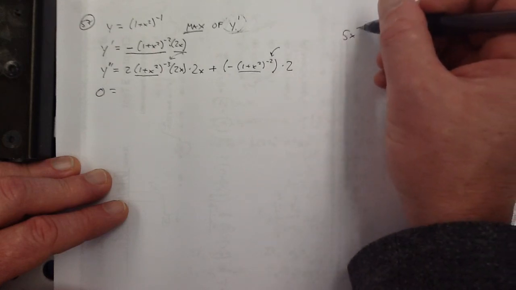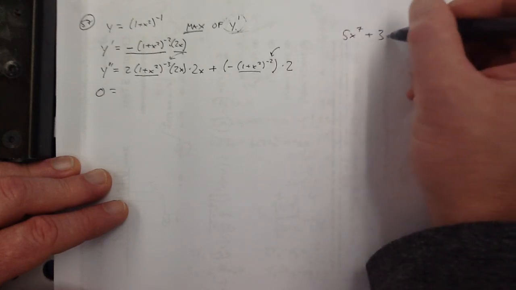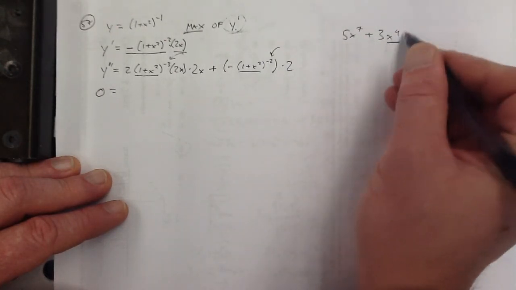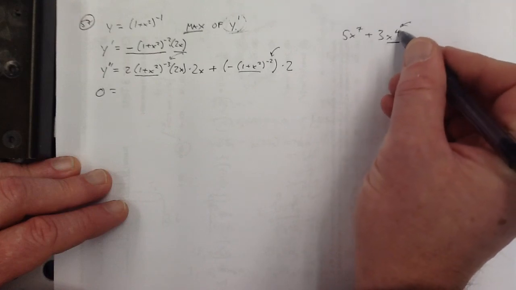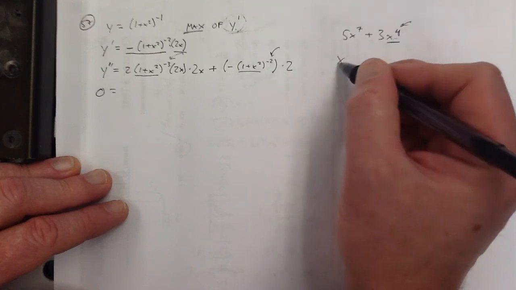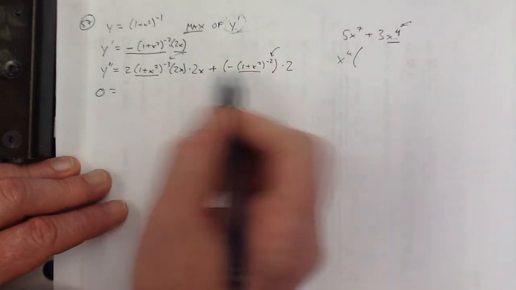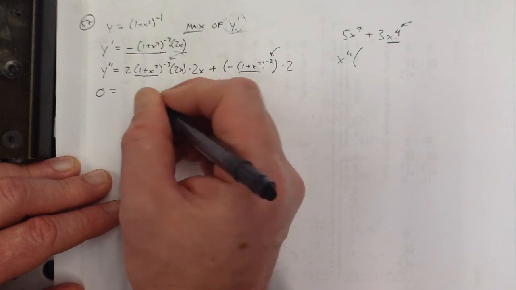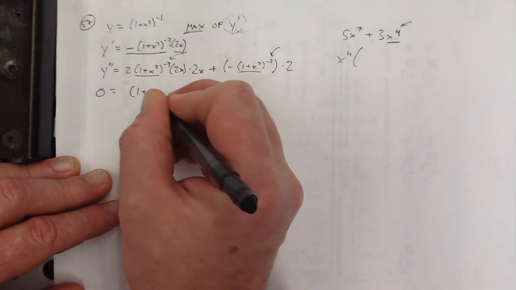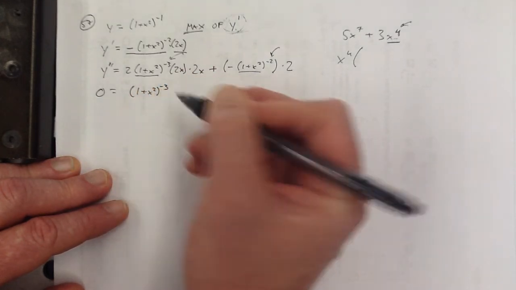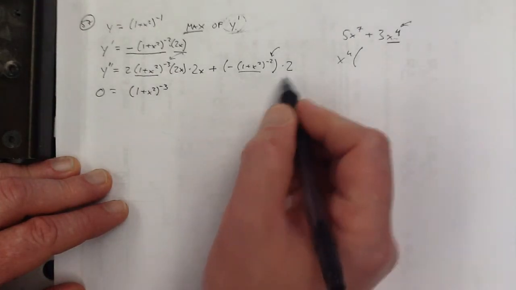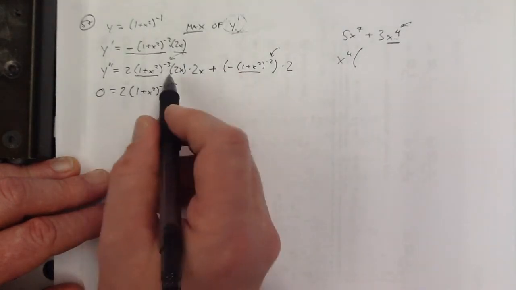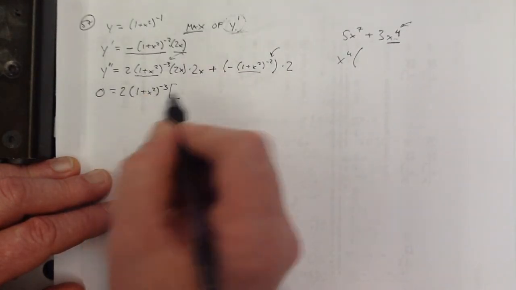If you were doing like 5x to the 7th plus 3x to the 4th, and you were trying to factor this, you're going to pick the exponent that's the smallest, right? You're going to take x to the 4th out. So we're going to do the same thing here, but which one of these numbers is smaller? Actually, this is smaller. So I'm going to factor that out. And then I'm going to also factor a 2 out. Okay, now here, that's easy. I just factored the whole thing out and a 2.